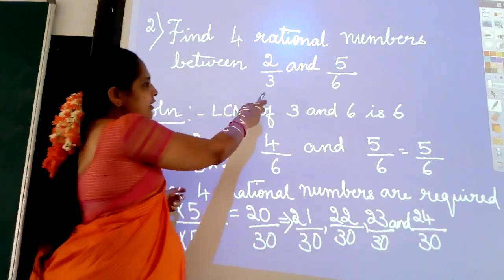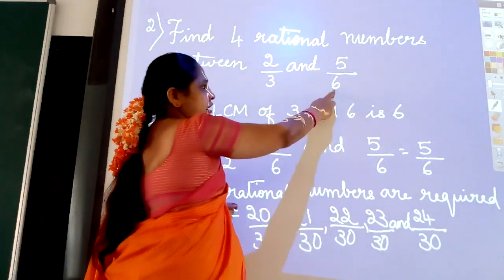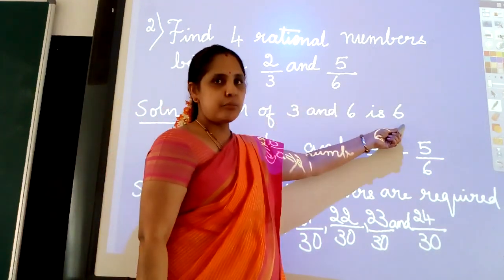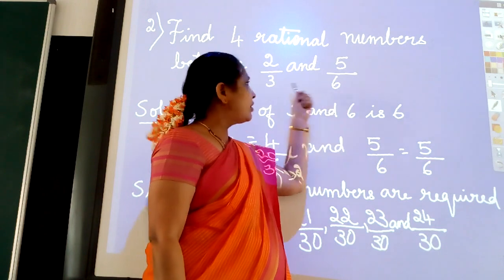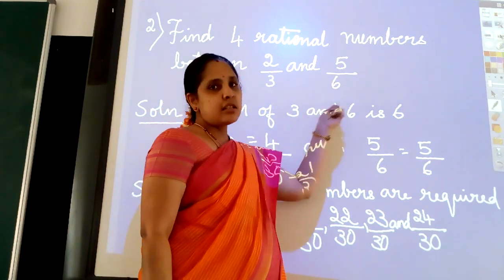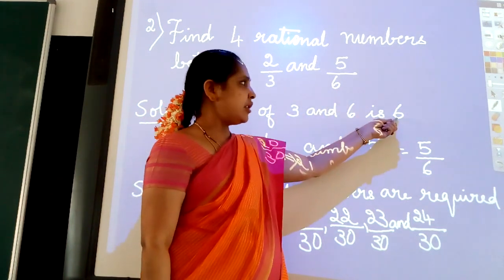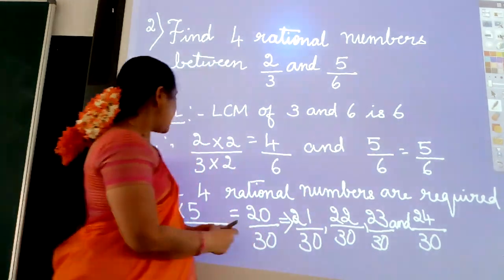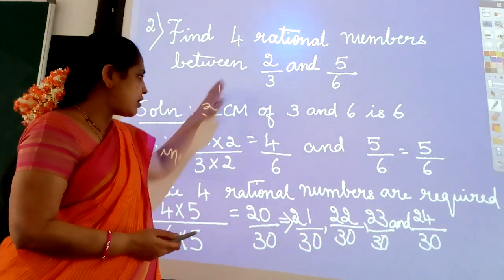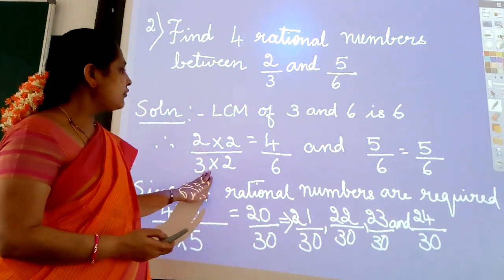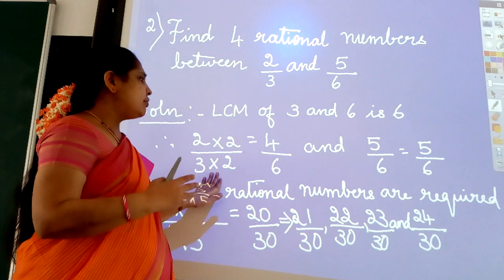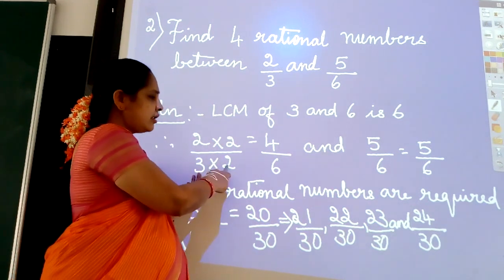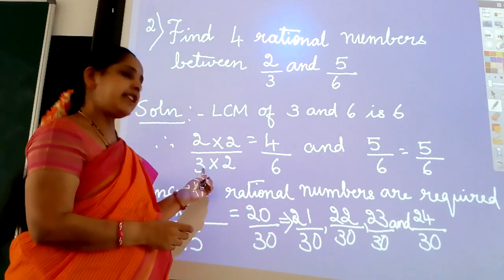So now let's consider the LCM of 3 and 6 here. The LCM of 3 and 6 is 6. Directly, the multiple is going to become the LCM. So 6 will become the LCM here. Now, I consider the first rational number and I am going to multiply it in such a way that I convert the denominator to the LCM.